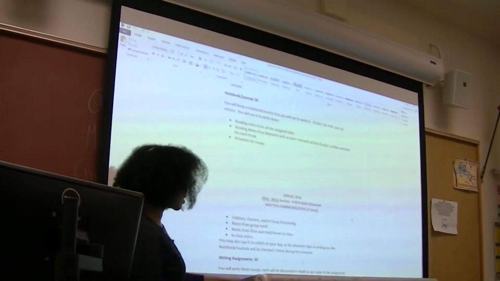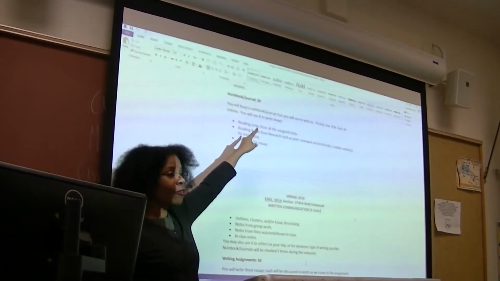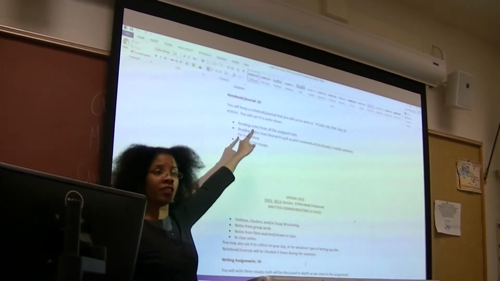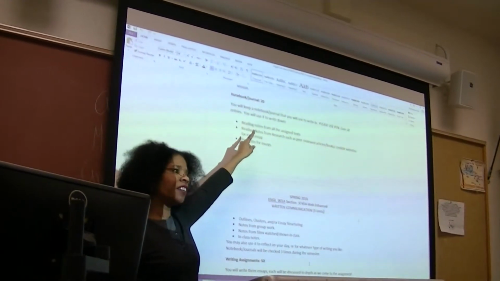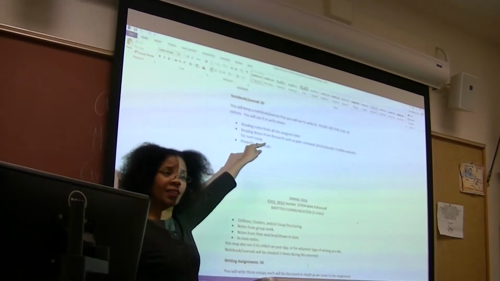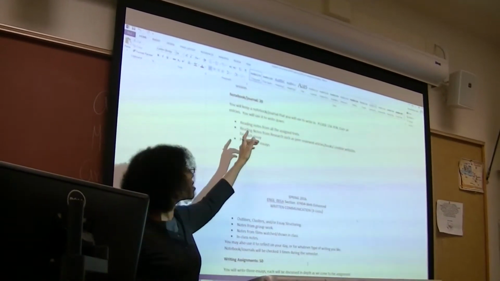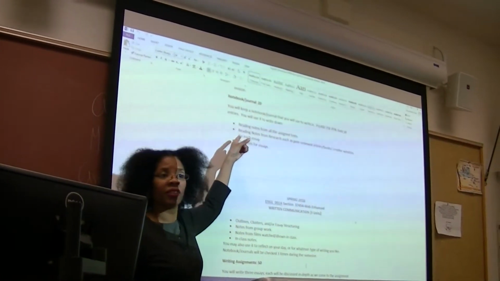It's going to be checked 3 times. The first time it's worth only 3 points. The second time it's going to be 7. The last time 10. So out of 135 points, 20 points is a big deal.